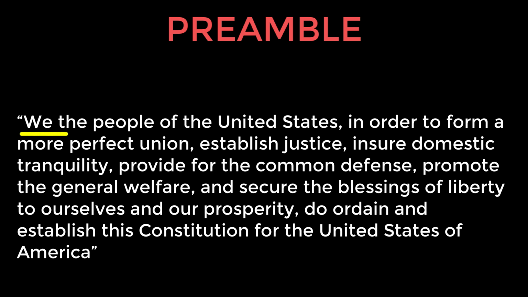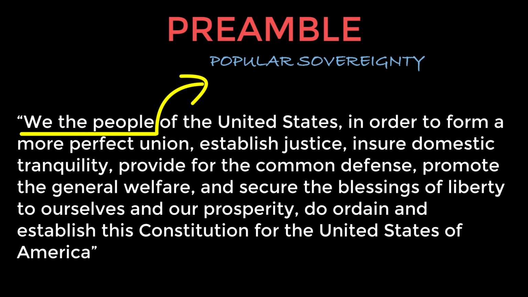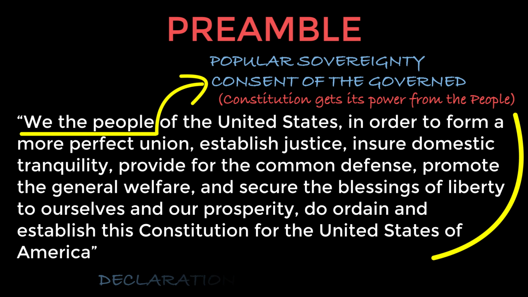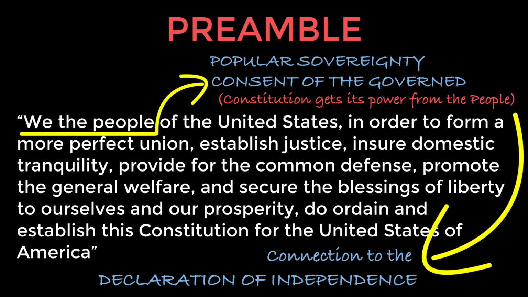As clearly indicated by the first words, "We the people," the preamble of the Constitution reflects the idea of popular sovereignty. Another way of saying popular sovereignty is to say that the power is derived from the consent of the governed, that the power of this government comes from the people, and it is they who allow it to exist. This line references the Declaration of Independence, and it solidifies one of the most core beliefs of our nation in the very first line of the Constitution.